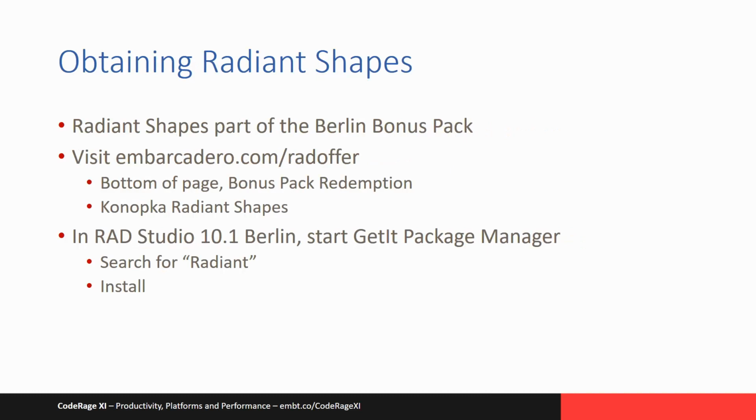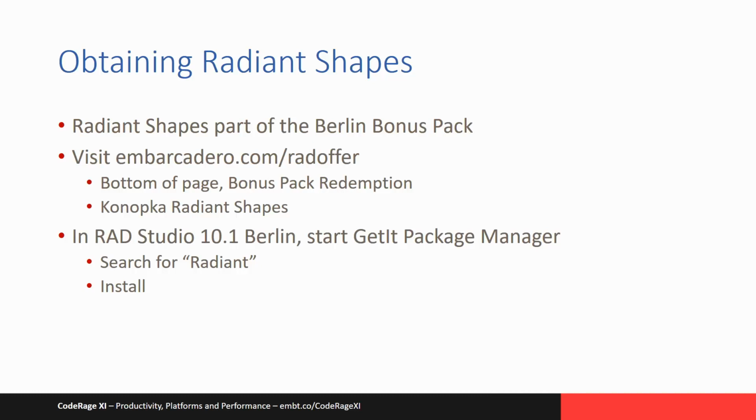So Radiant Shapes was developed originally by Raize Software, and in 2015 was acquired by Embarcadero Technologies. Since then, in this past summer, Embarcadero made Radiant Shapes available for all users of RAD Studio 10.1 Berlin as part of the Berlin bonus pack.